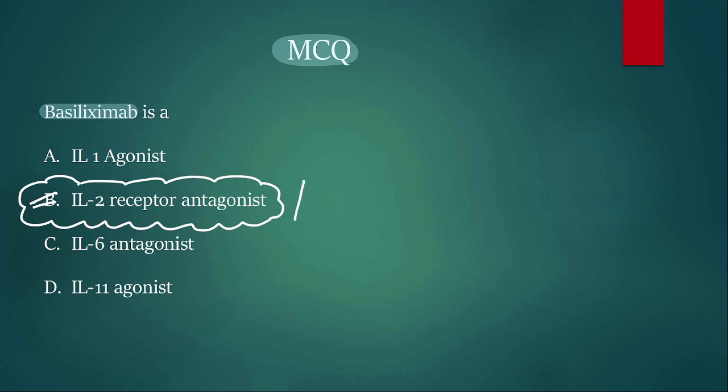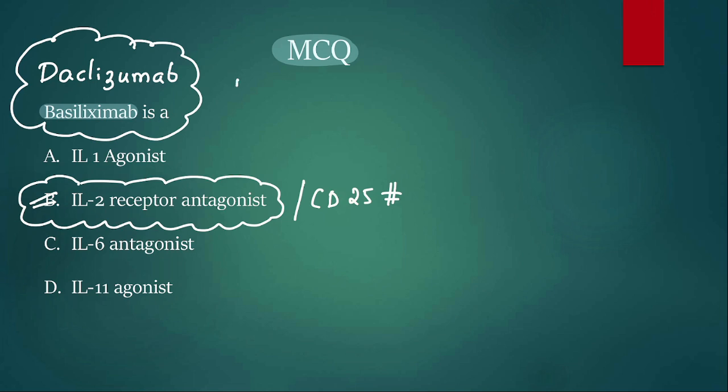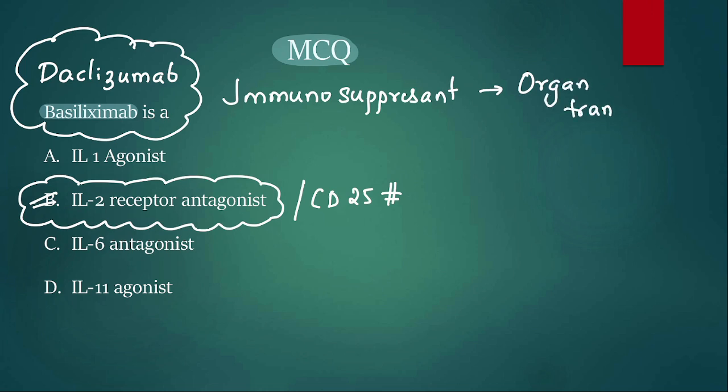It is also called as CD25 antagonist. So there are two drugs which are interleukin 2 or CD25 antagonist, basiliximab and a drug called daclizumab. Now these are monoclonal antibodies and they are mainly used as immunosuppressant drugs. And where do you suppress the immunity? In particular, they are used during organ transplant. So when we are transplanting an organ, we have to suppress the immunity, then we use them.